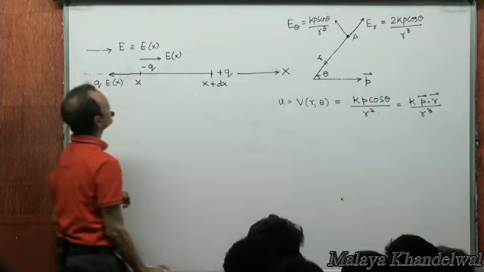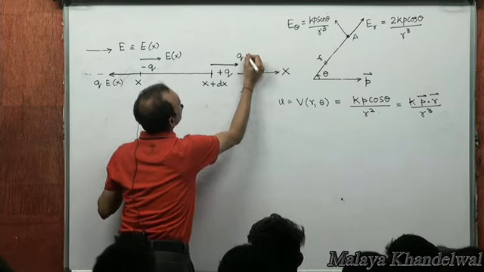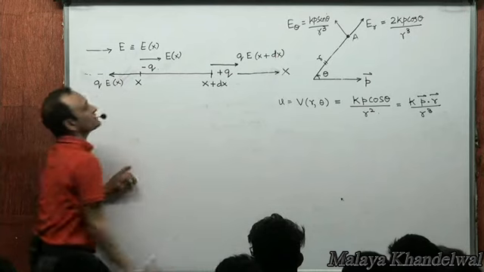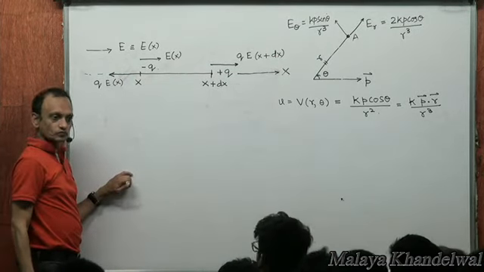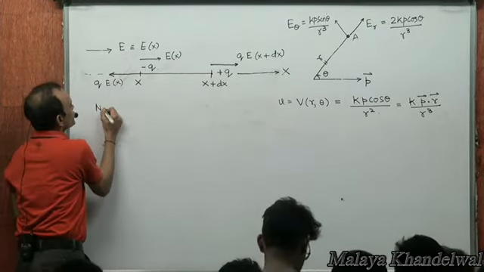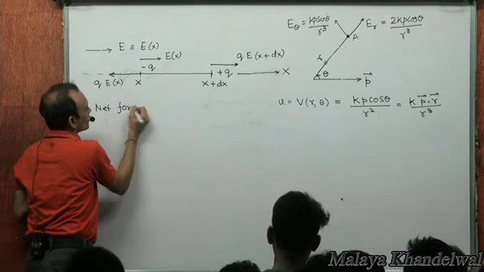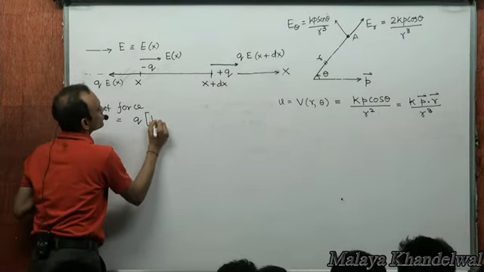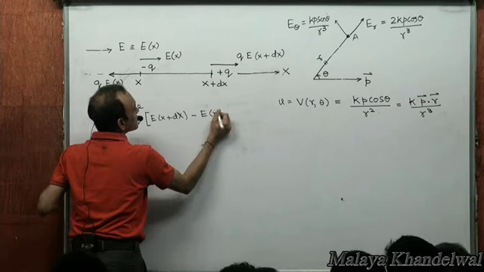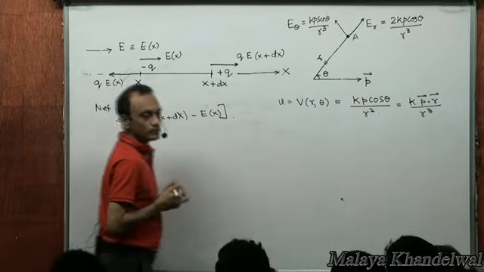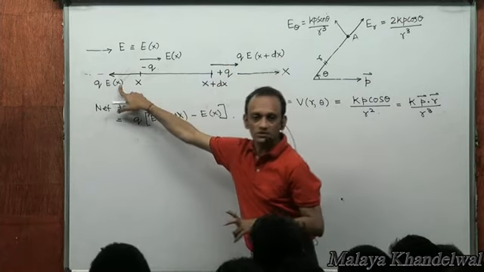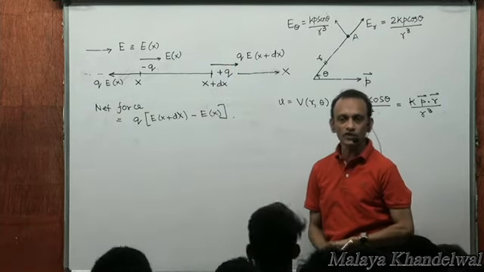What about this? This experiences a force q E at x plus dx. So what's the net force on the dipole? Q into E at x plus dx minus E at x. That's the net force on the dipole, the force on this minus the force on this. Yes or no? Yes.